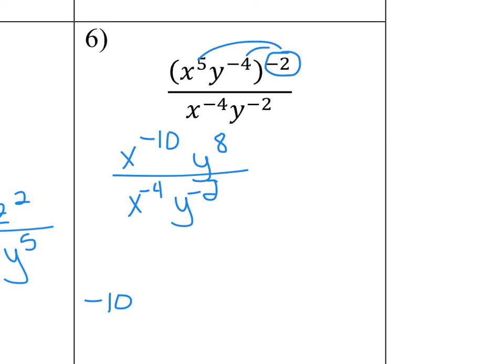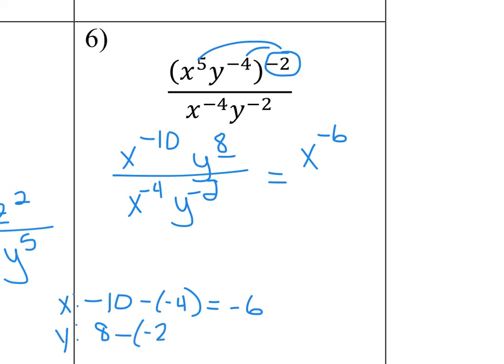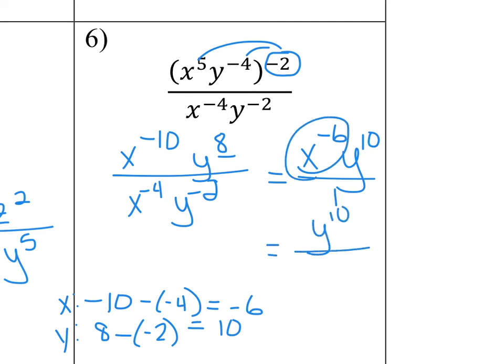So it's negative 10 minus a negative 4. That would be a negative 6. So this is x to the negative 6 power. This is for the x's. Now I'm going to do the exponent on the y. 8 minus a negative 2. So that's a positive 10. You've got to make that x to the negative 6 positive. So the y to the 10th stays on top. And x to the 6th goes to the bottom.